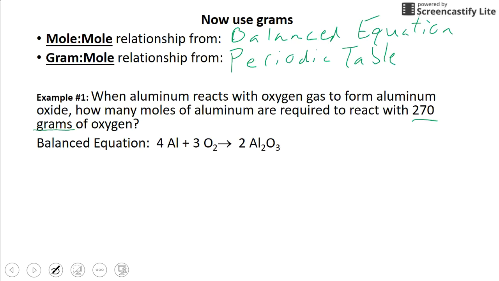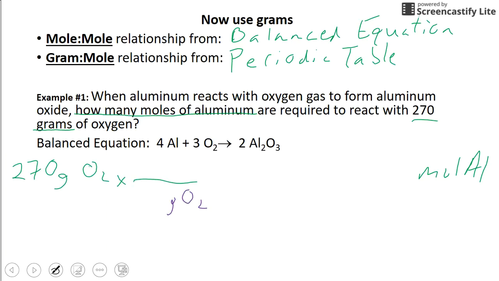So our given here is 270 grams of oxygen, and it wants to know how many moles of aluminum. So our answer will be moles of aluminum. So the first thing we got to do then is cancel grams of oxygen. And where do you go? Well, you can't go right from grams of oxygen to moles of aluminum. There is no relationship directly between those two. But with the periodic table, we can go from grams of oxygen to moles of oxygen. And from there, we can go mole to mole. So the gram to mole relationship comes from the periodic table.